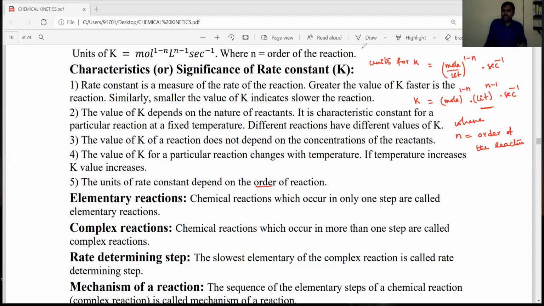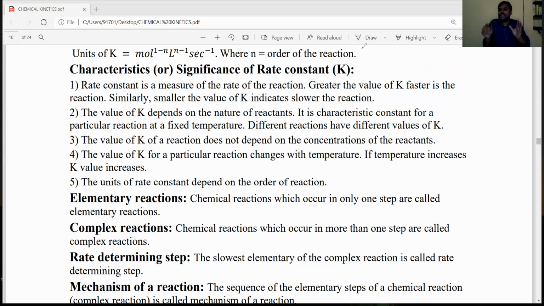Okay, the next concept we need to discuss is what the order of the reaction and the molecularity of the reaction are, and we need to discuss the differences between molecularity and order. Before discussing molecularity and order, first we'll discuss the types of reactions, and how molecularity as well as order are determined in a chemical reaction.